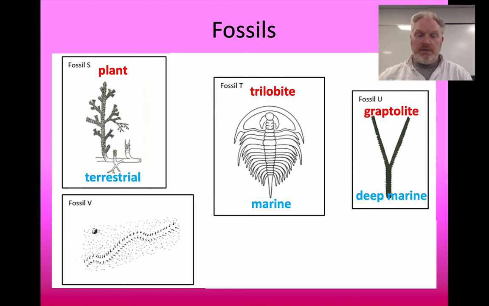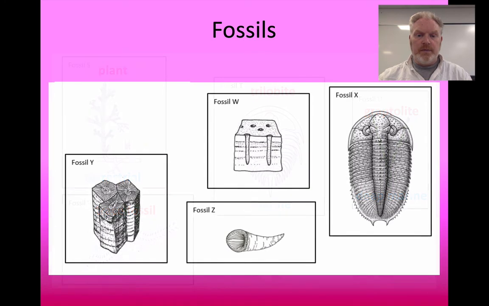Fossil V then is a trace fossil. Okay, now we can find trace fossils in lots of different environments. Fossil W is another trace fossil. This one is a burrow. They tend to be marine organisms where you find burrows like that. The previous one we saw was a feeding trail. We can find those in all sorts of environments.